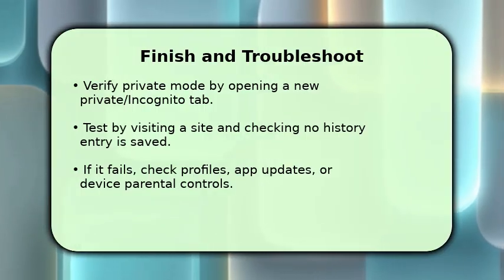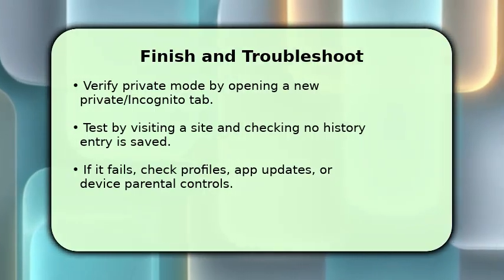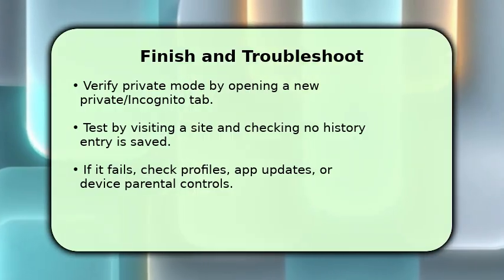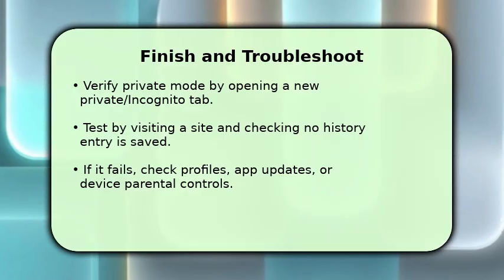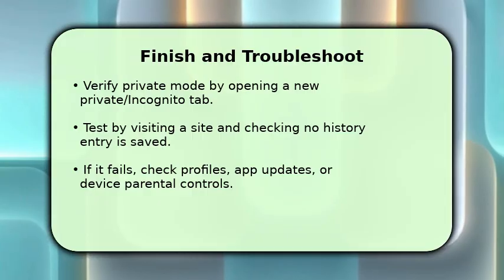If private mode won't stay on, check that you're not in a restricted user profile, that parental controls or enterprise policies aren't forcing regular browsing, and update the browser app. One key troubleshooting tip: disable any extension or content blocker temporarily.